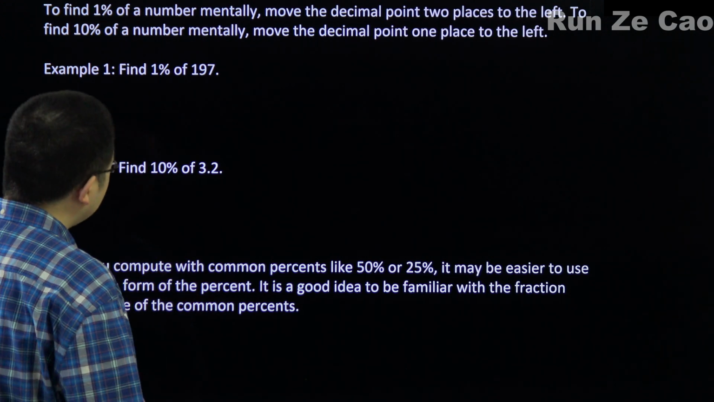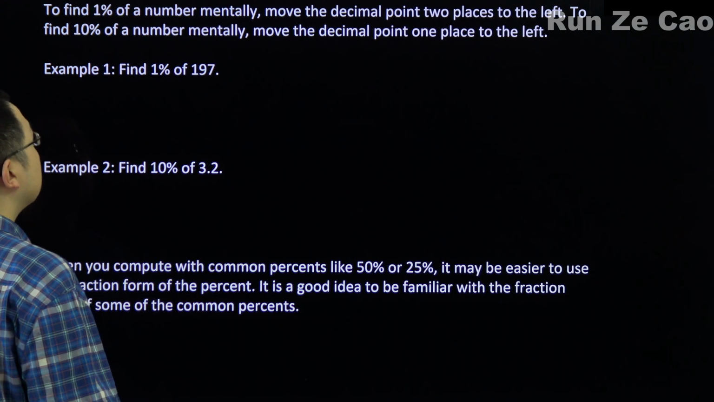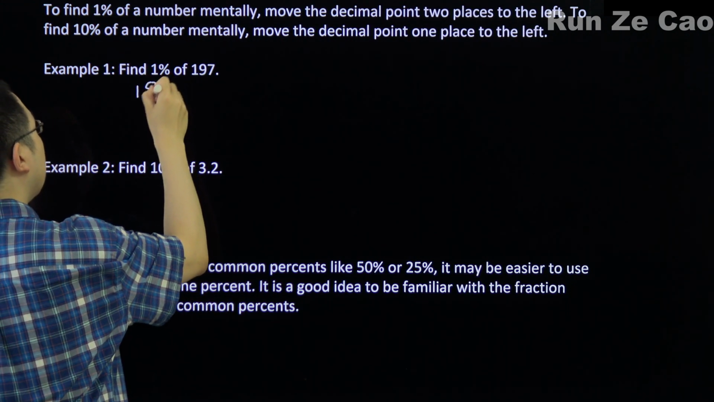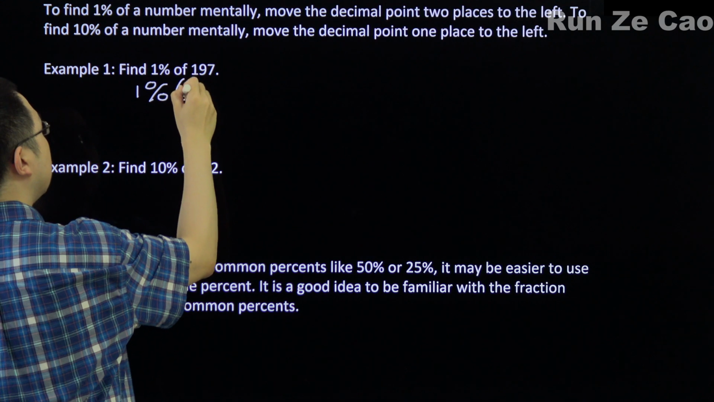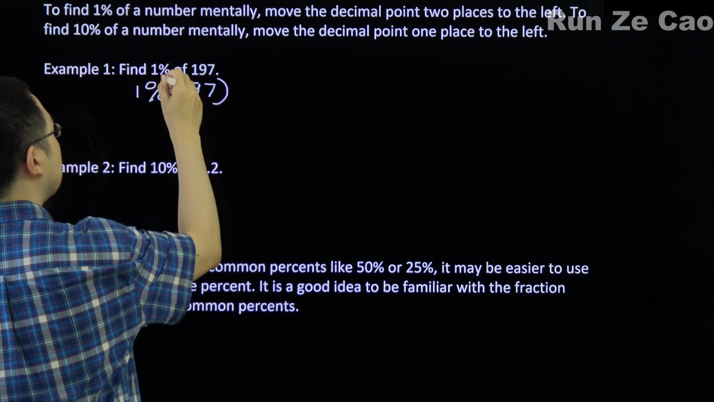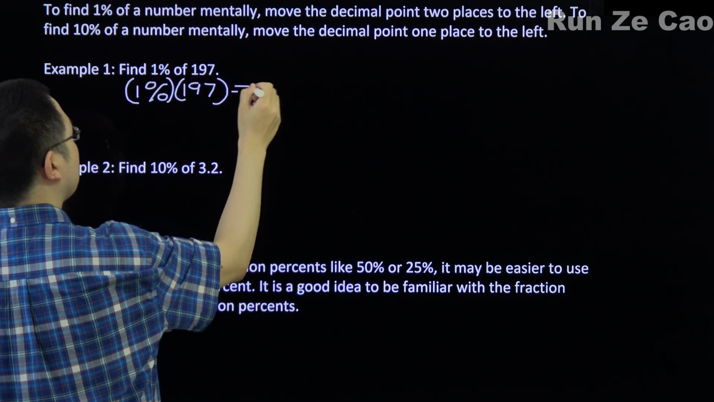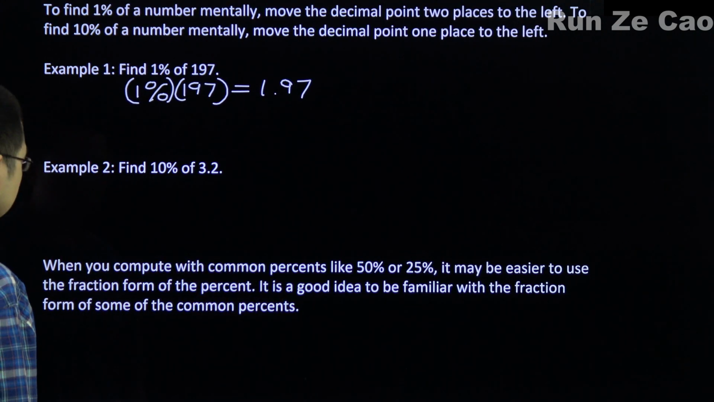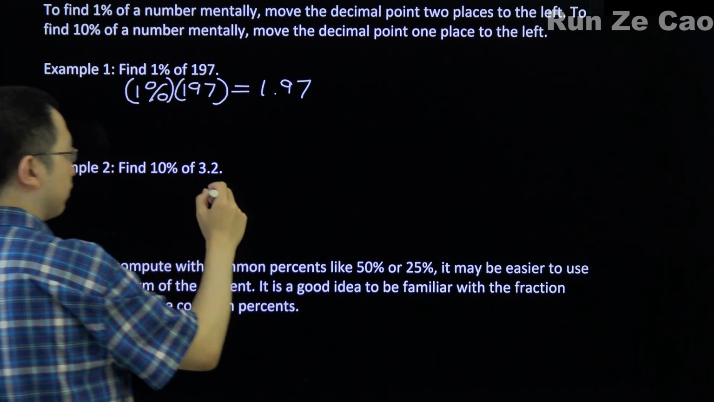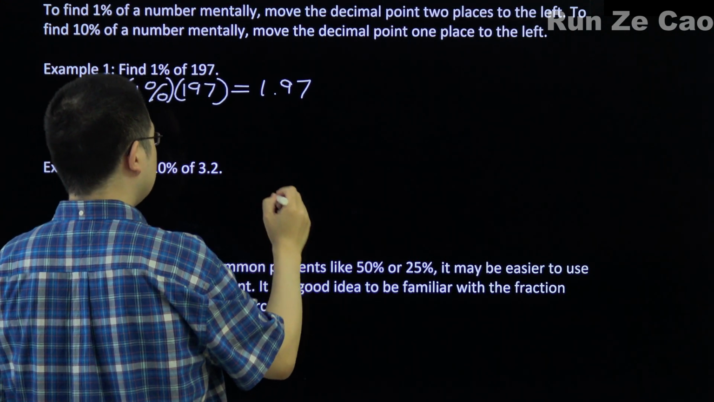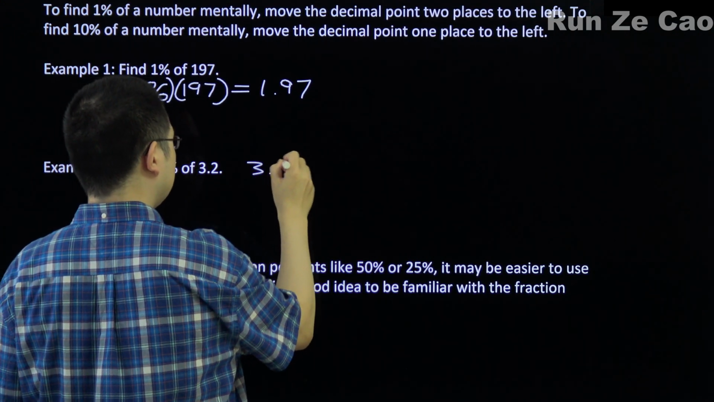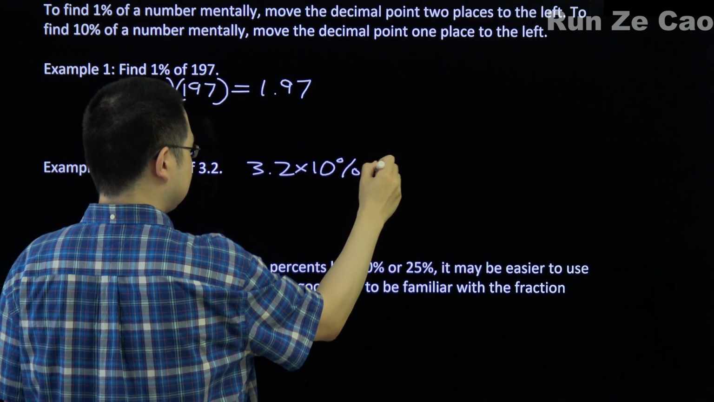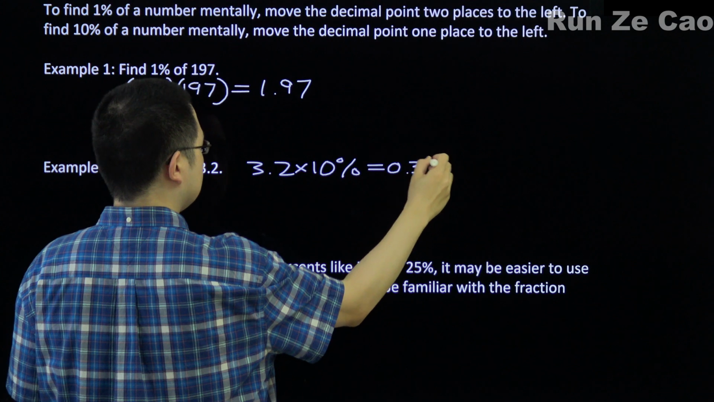So find 1% of 197. Well, that's 100th as much, so divide by 100. 1% times 197 is equal to 1.97. Find 10% of 3.2, that's divided by 10, so 3.2 times 10% is equal to 0.32.